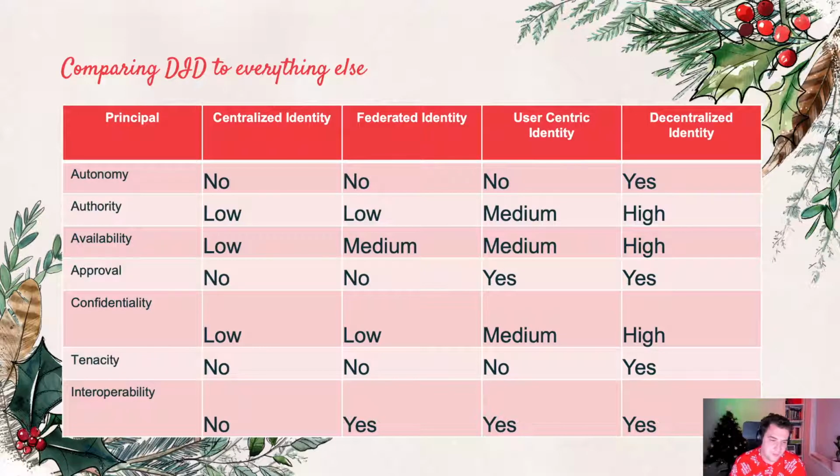And really, I think the important ones, when you compare decentralized identity to everything else, are the following core 7 tenets. So you've got autonomy, which means can you operate on your own? And you can see there that decentralized identity is the only one. You've got authority. Do you have full control? Decentralized identity wins out. Availability. Do you own your own data? Are you the owner? At the end of the day, decentralized identity wins out again. Approval. Can you approve the usage of your data? Decentralized identity, and also user-centric identity, are the only ones that win out.